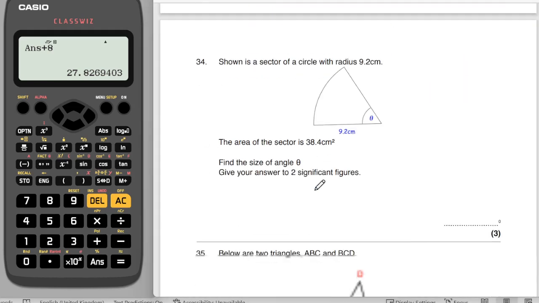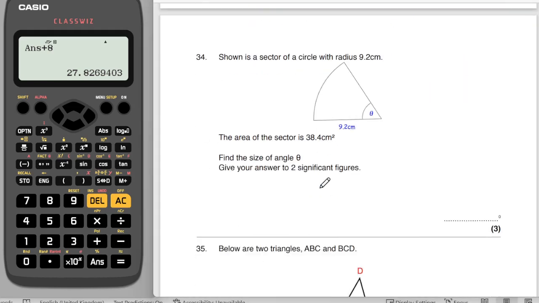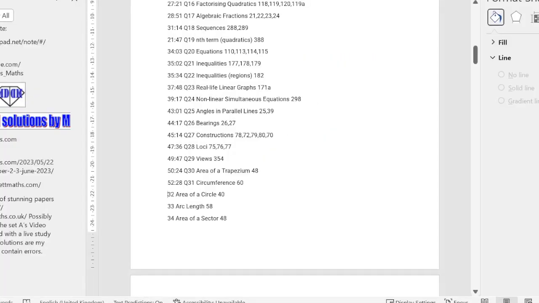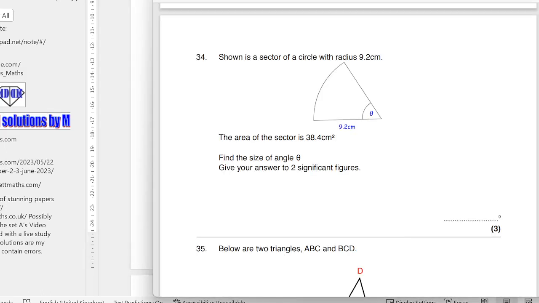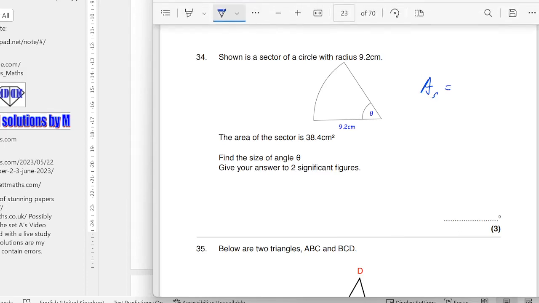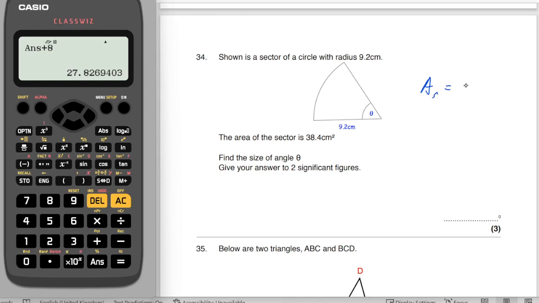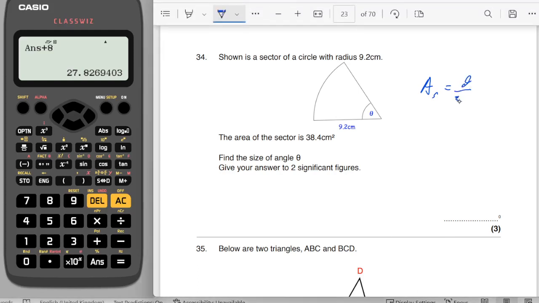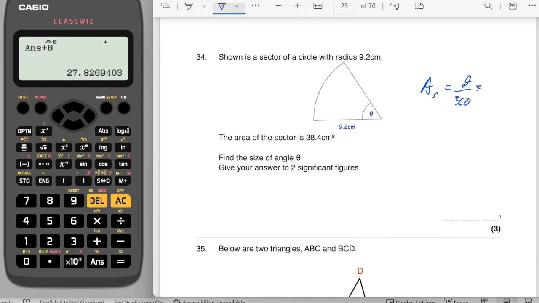For question 34, still looking at sectors. The area of the sector is 38.4 centimeters. Find the size of the angle. So for area of a sector, let me just bring that back. So area of a sector is equal to, let me bring my calculator up, the angle divided by 360 times pi r squared.